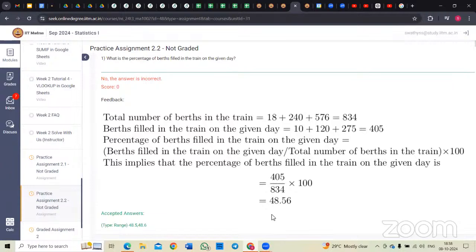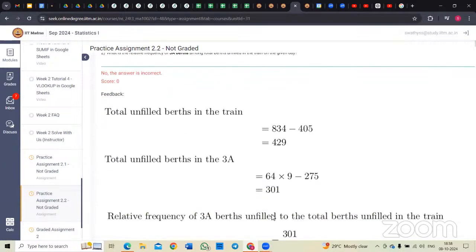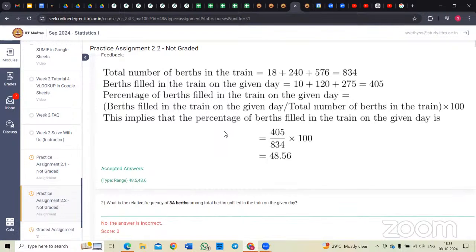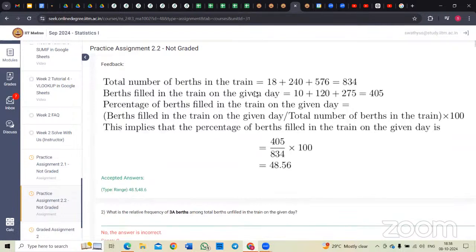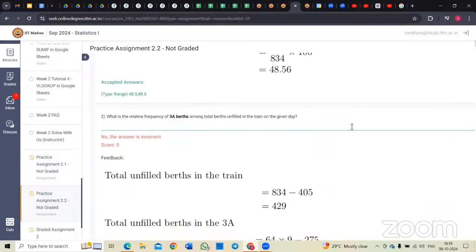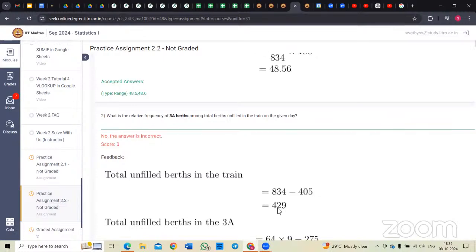2, 3. Okay. Now we have to calculate the relative frequency of 3A berths among the total unfilled berths in the train. Now we will calculate the unfilled berths in the train. The total berths were 834 and the berths filled in the train on that given day were 405. So if you calculate the unfilled berths, it will be 834 minus 405, which is 429. Fine.